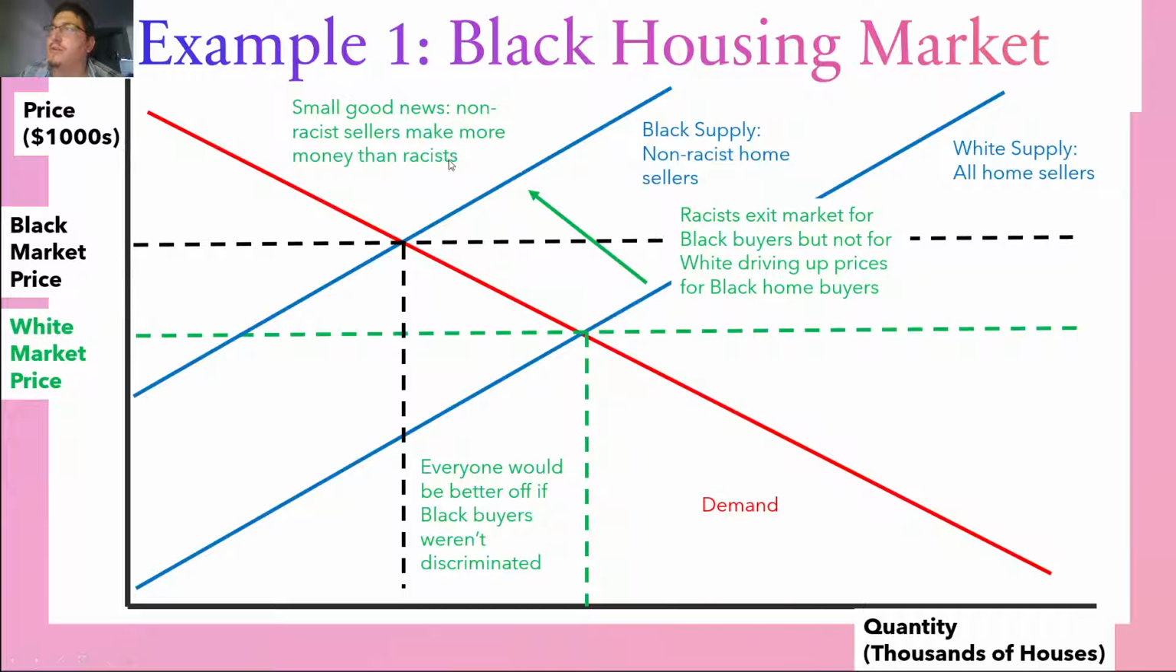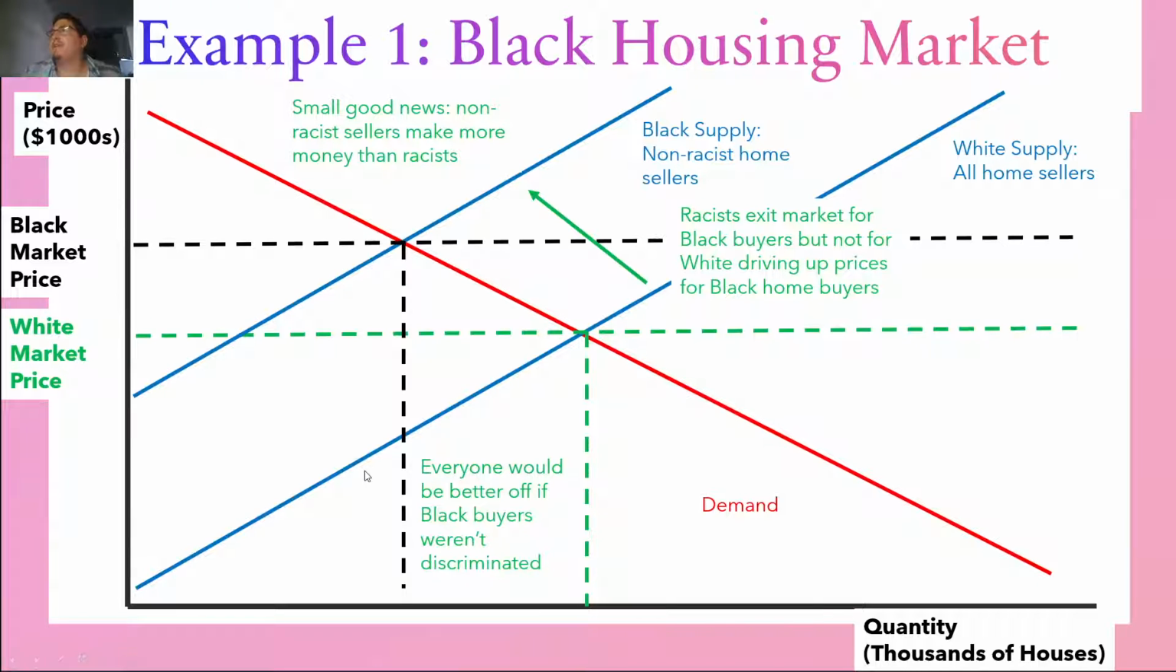Now, there is some small good news here in that the non-racist sellers, the ones that are willing to sell to blacks, make more money than the racists. They sell their homes for higher value here because they have buyers that are willing to buy at that price. But everyone would be better off if black buyers weren't discriminated against. It would increase the market's overall welfare by quite a bit.